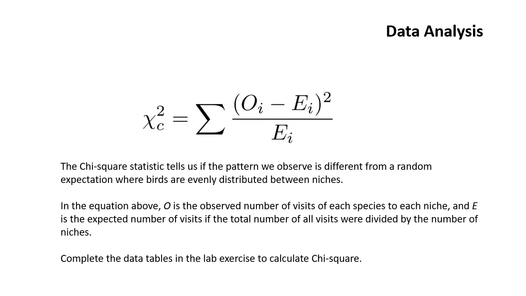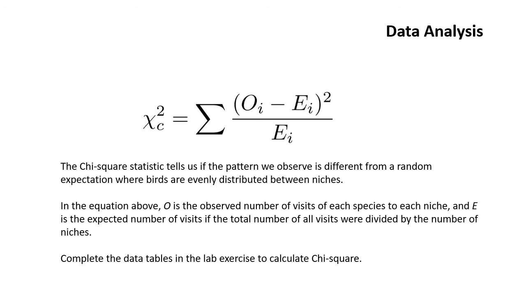So in the equation above, O is the observed number of visits, so you'll take your data and plug it into this equation. E is the expected number, so if all visits were the same. In the lab, there's a lab packet with data tables to guide you through calculating chi-square. So just follow those steps. You'll plug your data in and work through this equation.